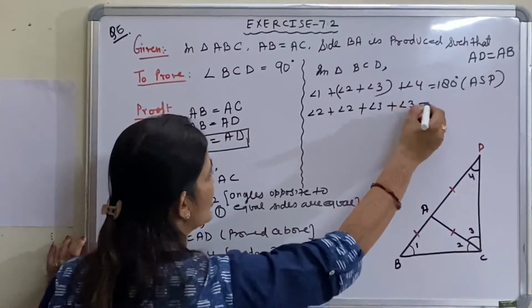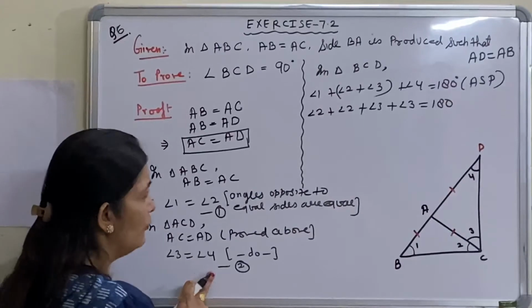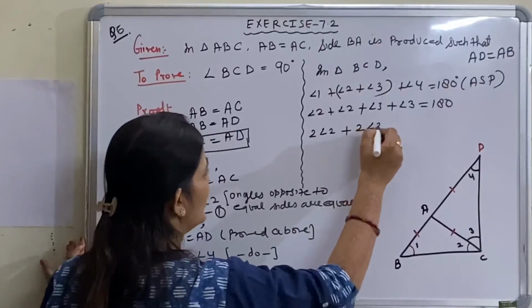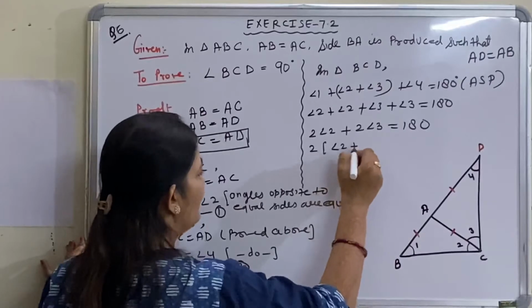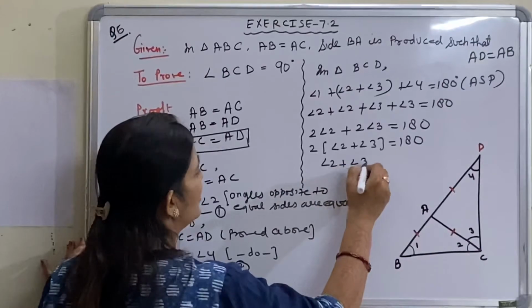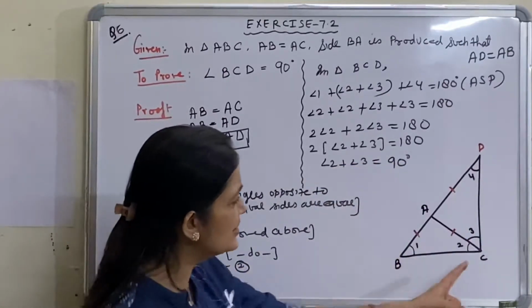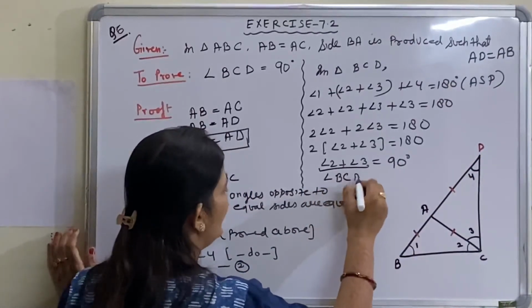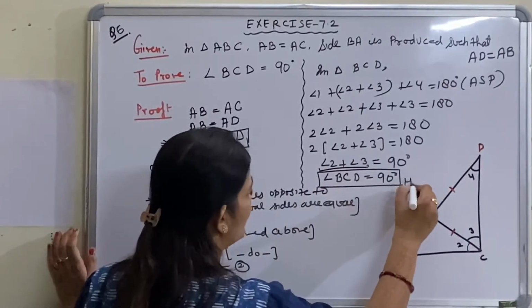We changed 4 to 3 because we have just proved angle 3 is equal to angle 4. Now angle 2 plus angle 2 is twice angle 2, and 3 plus angle 3 is twice angle 3, equal to 180 degrees. Now we can take 2 as common, then angle 2 plus angle 3 is equal to 180 over 2, so angle 2 plus angle 3 is equal to 90 degrees. And if we write 2 plus 3 together, then it is BCD. So in place of 2 plus 3 we can write angle BCD is equal to 90 degrees. Hence proved.